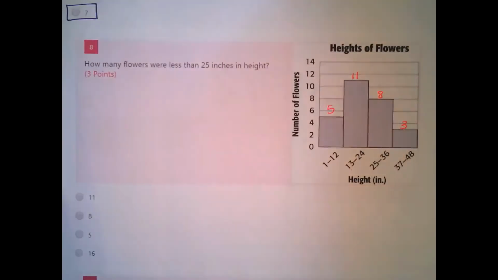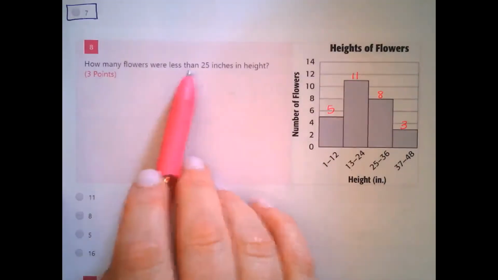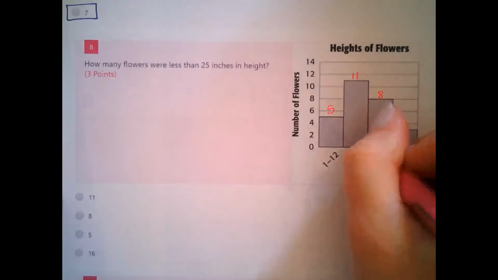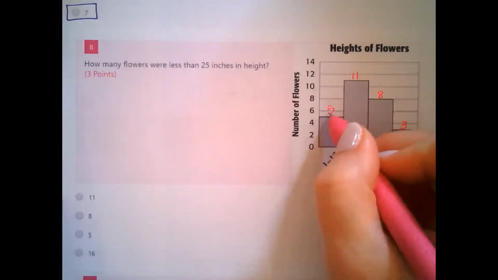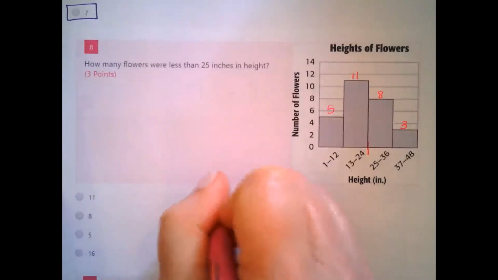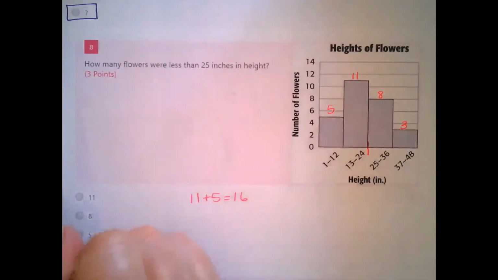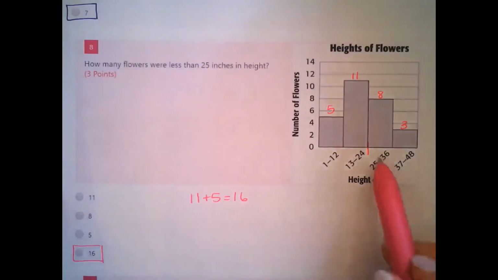So when we do that, we want to know how many flowers were less than 25. Well, 25 breaks off here. So these 2 groups will be less than 25, and 11 plus 5 equals 16. So there are 16 flowers that are less than 25 inches tall.